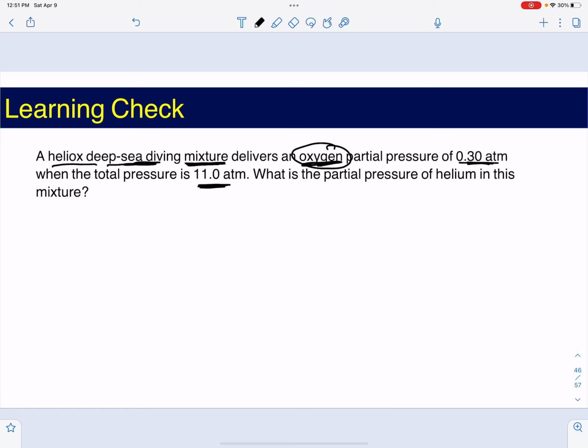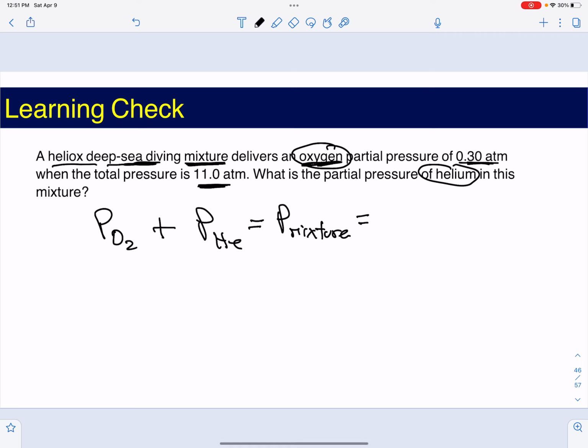is oxygen and helium. So it's basically telling you that the pressure of oxygen plus the pressure of helium is going to be the pressure of the mixture, which is going to be the total pressure, which is going to be, in this case, 11.0 atmospheres. So the question is, what is the pressure of helium?